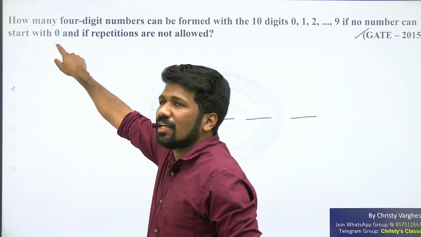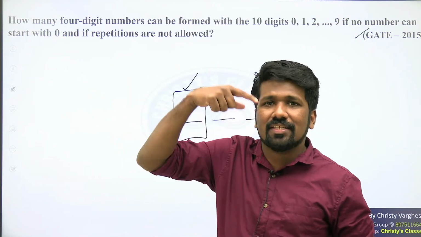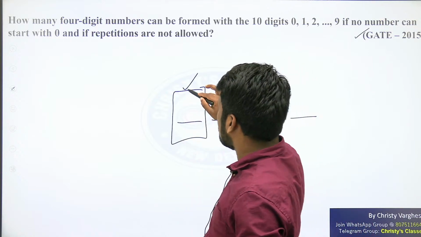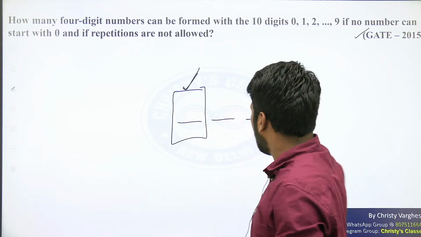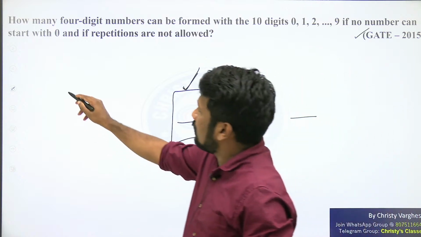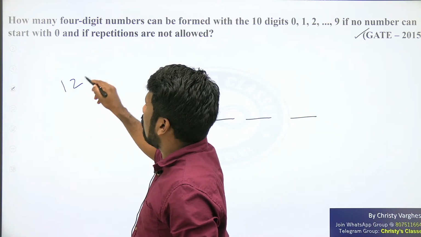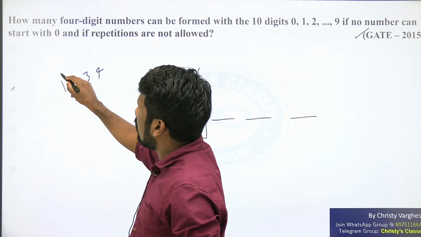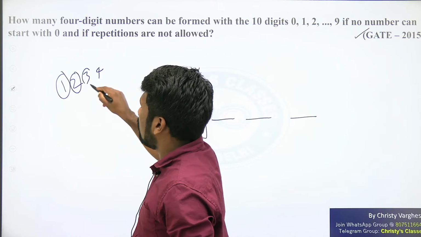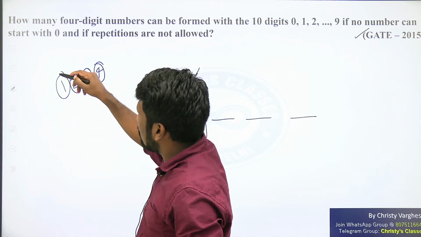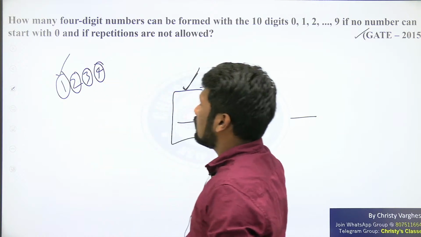You should start with the position where the constraint is there. The position where the constraint is there is the leftmost position. For example, if the number is 1, 2, 3, 4, this will be the thousands place, this will be the hundreds place, this will be the tens place, and this will be the units place. So thousands place cannot be 0.